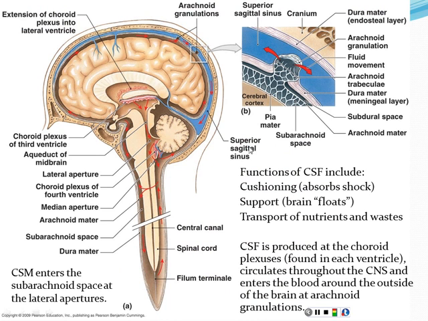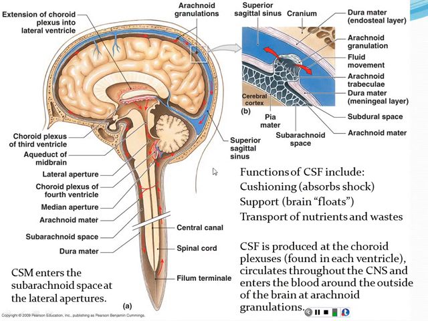All right, so cerebrospinal fluid is created inside the brain. We discussed it a little bit when we talked about the spinal cord, but this is where we get to really know CSF. Inside the lateral ventricles and the third ventricle, there are areas called choroid plexus. These are specialized epithelial cells whose job it is to produce cerebrospinal fluid.